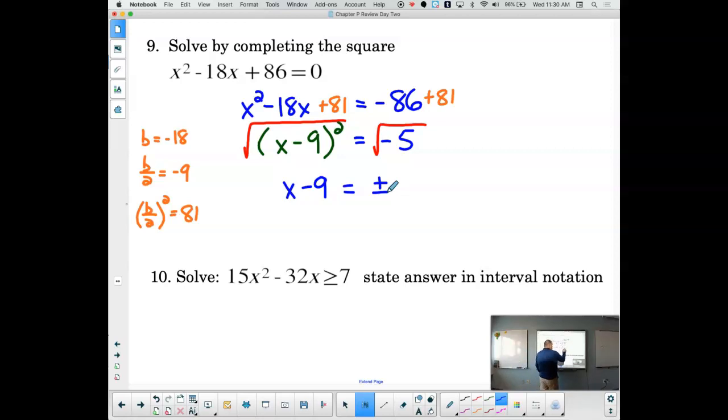Okay? And then the square root of negative 5 is i times the square root of 5. Then I can finish it off by adding 9 to both sides, and that gives me x equals 9 plus or minus i times the square root of 5.